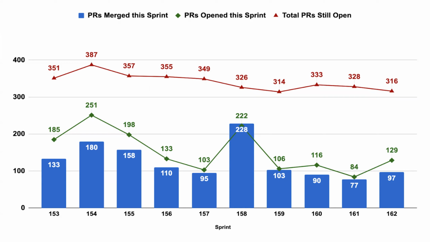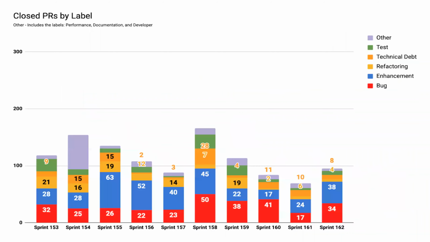So this sprint, we bumped back up in terms of the number of pull requests opened as well as merged. So we went back to 97 and 129. So that's hopefully a start of a good trend as we have a few more people at IBM working on ManageIQ now. In terms of the distribution, 38 were enhancements, 34 bugs.